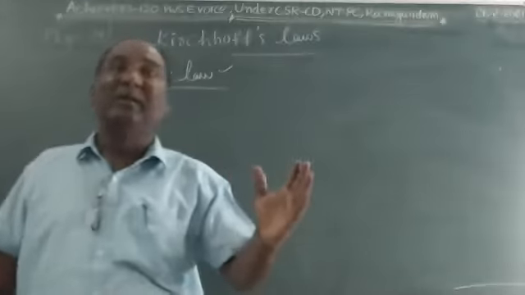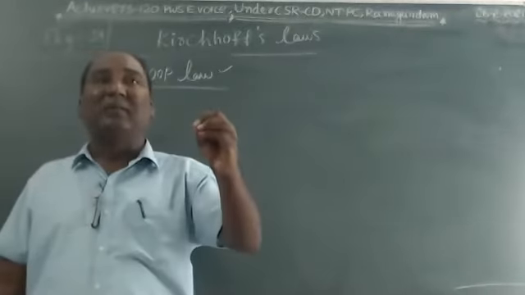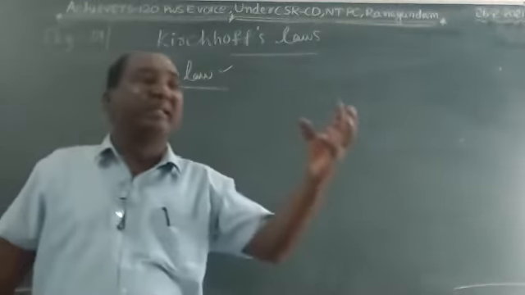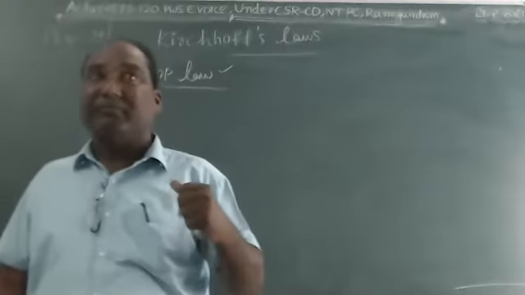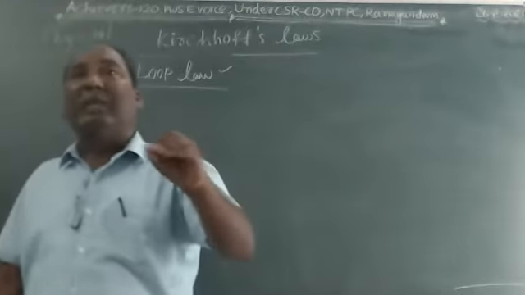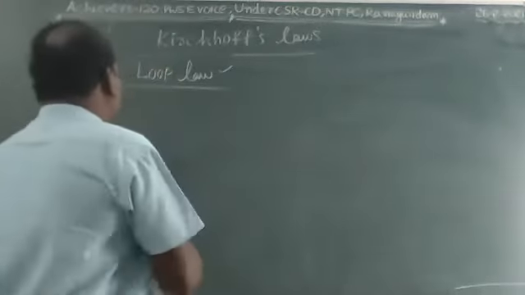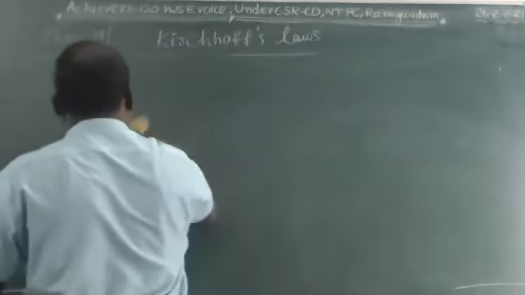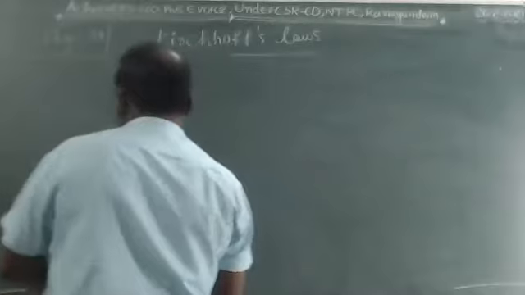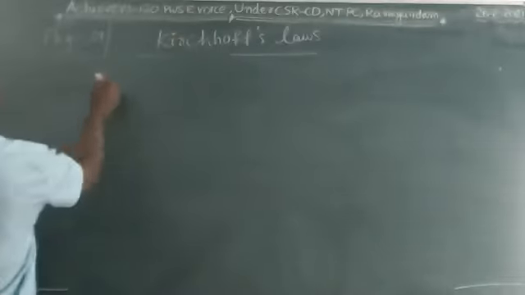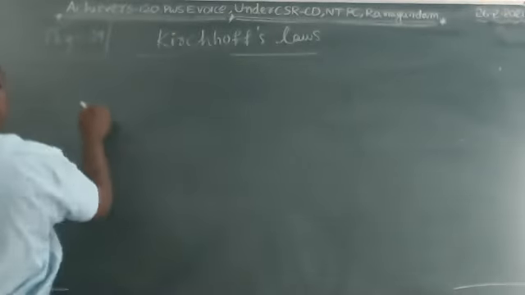The algebraic sum of the increases or decreases of potential difference in a closed loop circuit must be equal to zero. Let me show one example, children. Before this, first we should know the sign convention of the loop law. See.